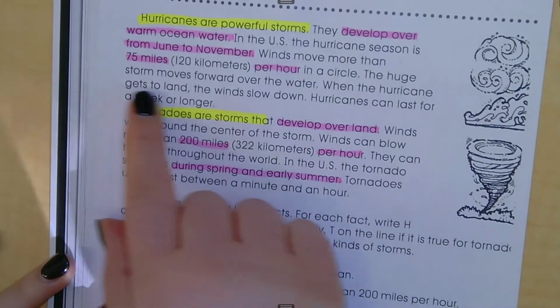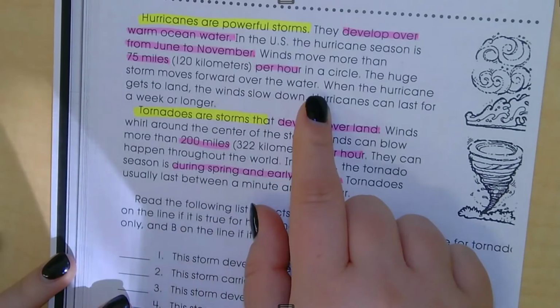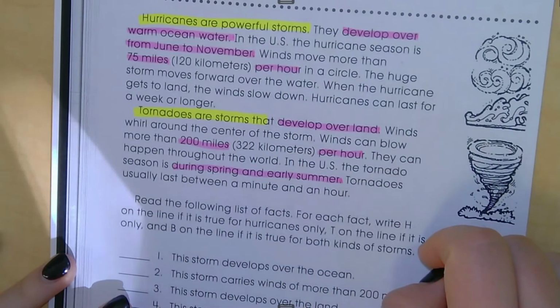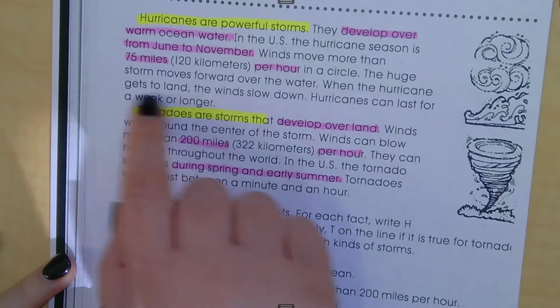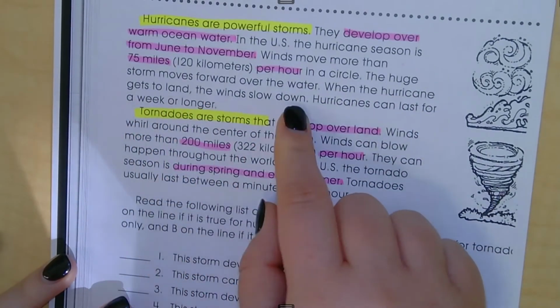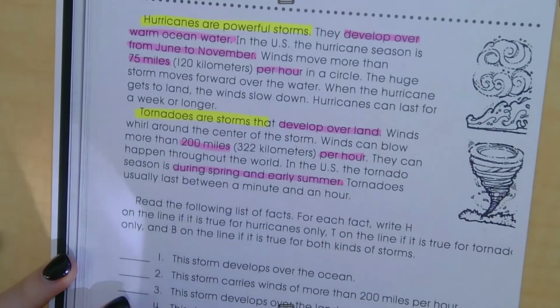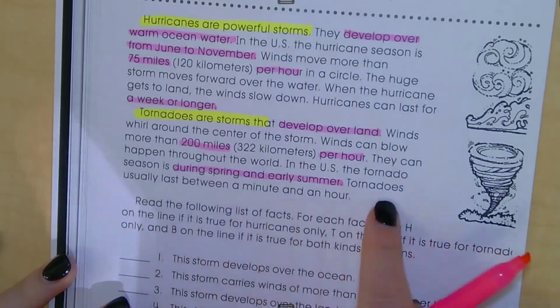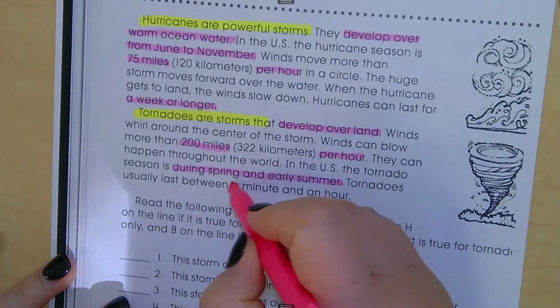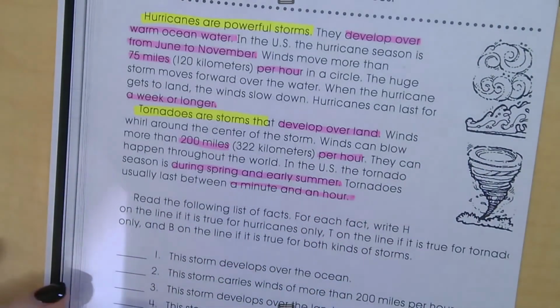The huge storm moves forward over the water. This one's over land, so it's already a difference. When the hurricane gets to land, the wind slows down. Hurricanes can last for a week or longer. Well, that's how long they last. A week or longer is different because tornadoes last between a minute and an hour.